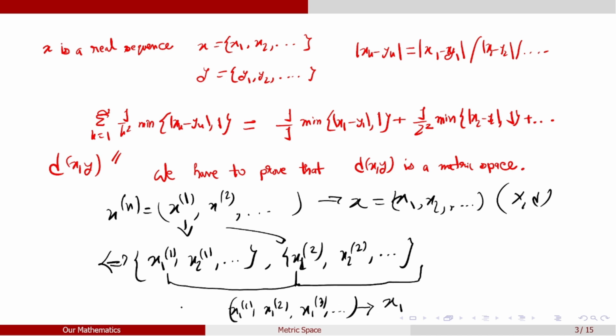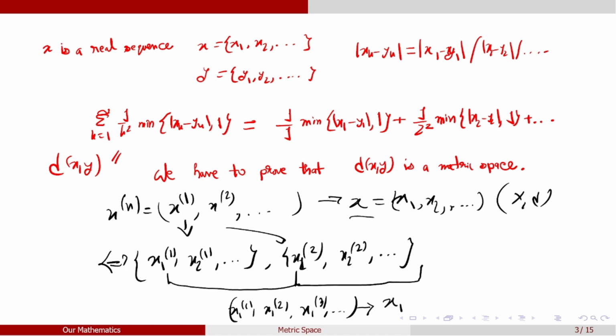So x11, x12, x13 and so on should converge to x1, and similarly for every k, this should be true. Then only this xn would converge to x. This is an if and only if result.